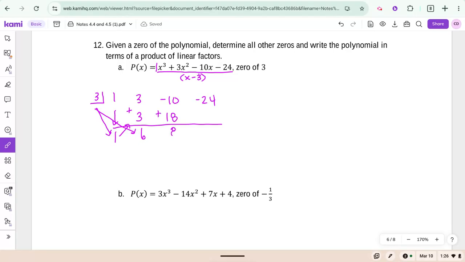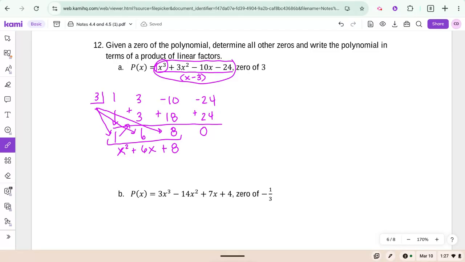Negative 10 plus 18 is positive 8. Repeat. 3 times 8 is 24. Add. Negative 24 plus 24 is 0. So these 3 numbers represent what you get when you divide this. Now, since this one started with an x to the third power, this one starts with an x to the second power. 1x to the second power plus 6x to the first power plus 8 is your constant.